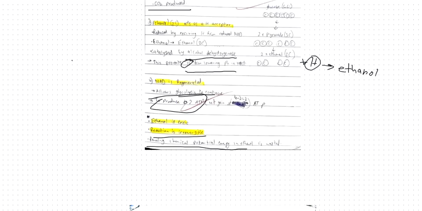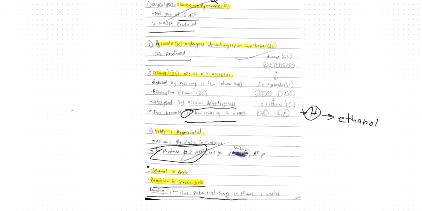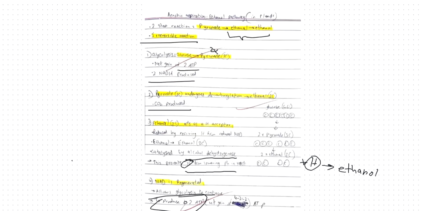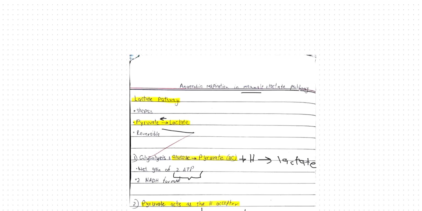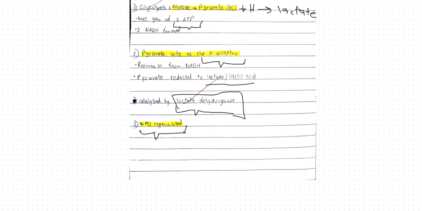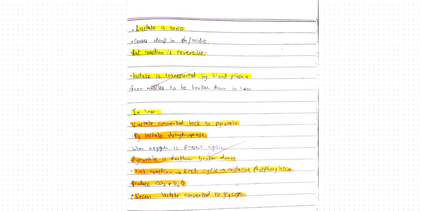In the ethanol pathway, you were using alcohol dehydrogenase, right? But in the lactate pathway, you are using lactate dehydrogenase. In the process, NAD is again regenerated because NADH would give the hydrogen to pyruvate, and NAD would be produced. Now, again, like ethanol, lactate or lactic acid is toxic. So it can cause a drop in pH because it's acidic. Lactic acid is an acid, so it will cause a drop in pH. But this reaction is reversible.